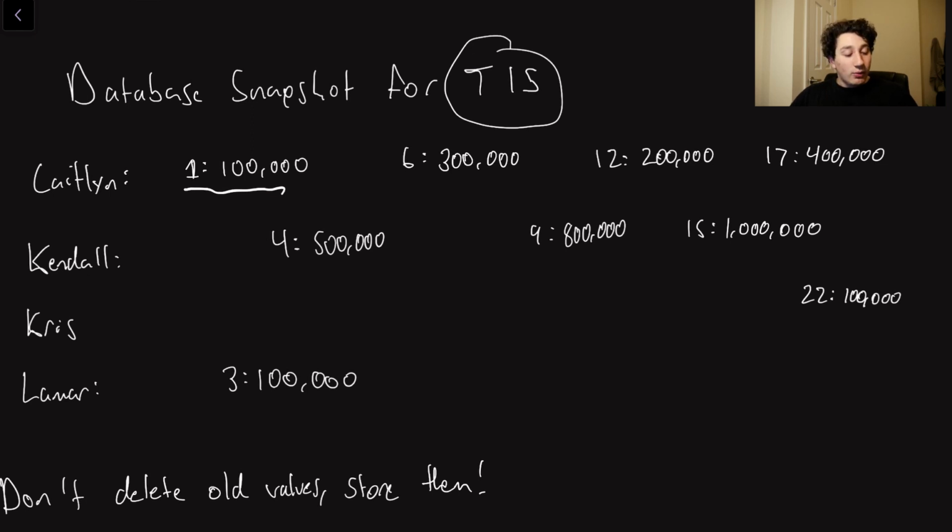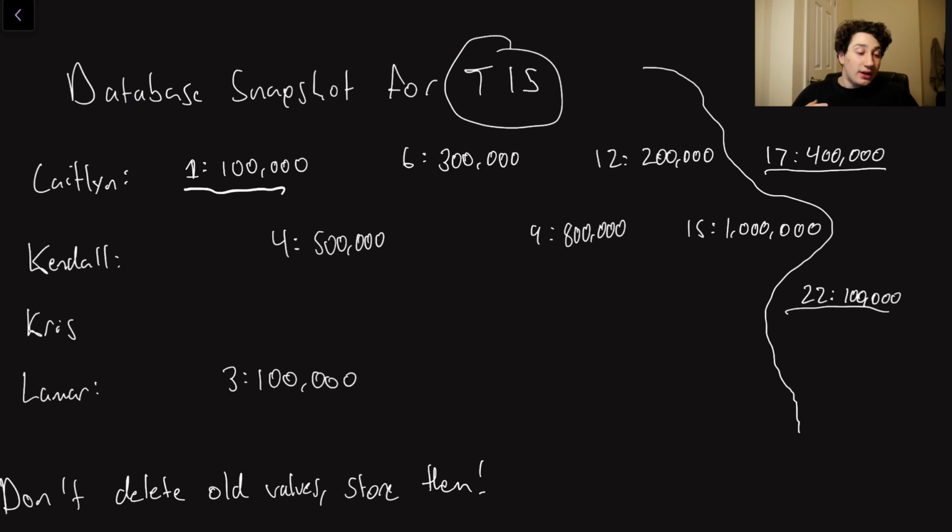Right off the bat, we know that something like this right here, which was written in transaction 17, is invalid. And the same goes for this write that was done by transaction 22. So to find what we care about from transaction 15, I'm going to draw this line that cuts out all the writes after transaction 15. And then for all of the rows, we're going to take the most recent value that was before 15. So in the case of Caitlin, that's the write that was done at transaction 12.